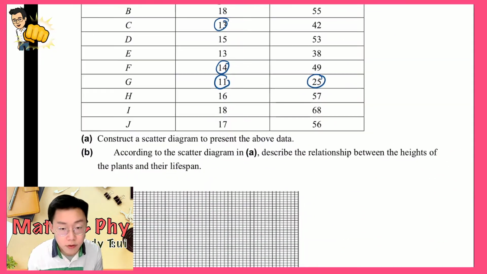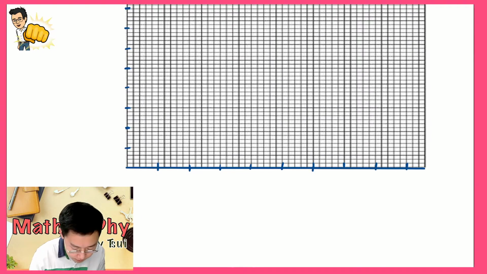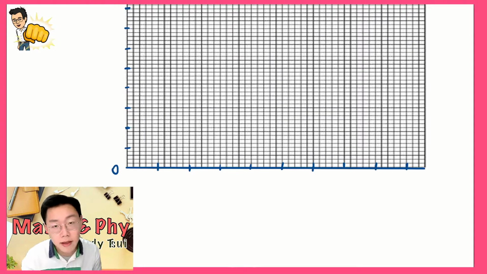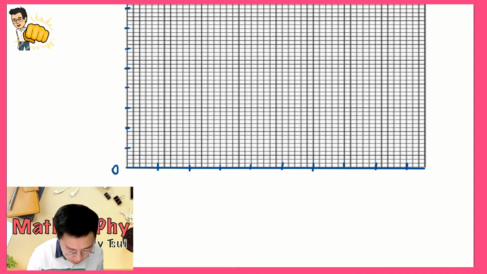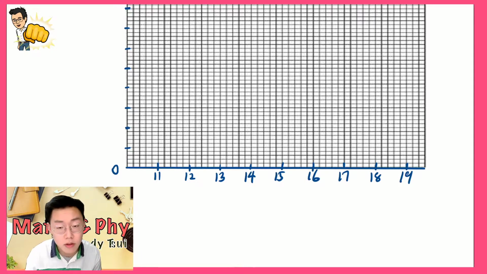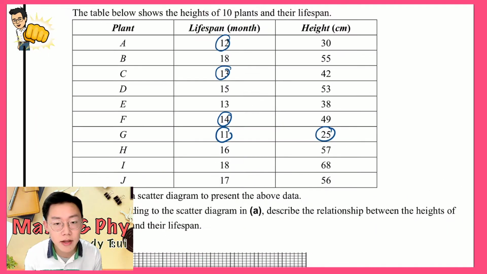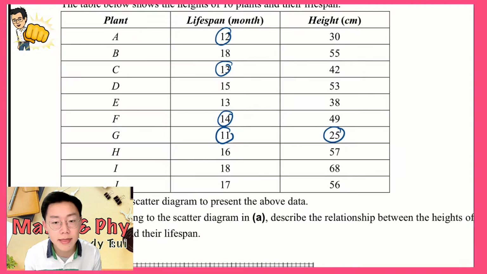Here I want you to write down 0 first on the left-hand side, and then for each unit we can start with 11, and then 12, 13, 14, 15, 16, 17, 18, and 19. Maybe you don't need to write down 19, because we do not have any numbers that are 19 something.